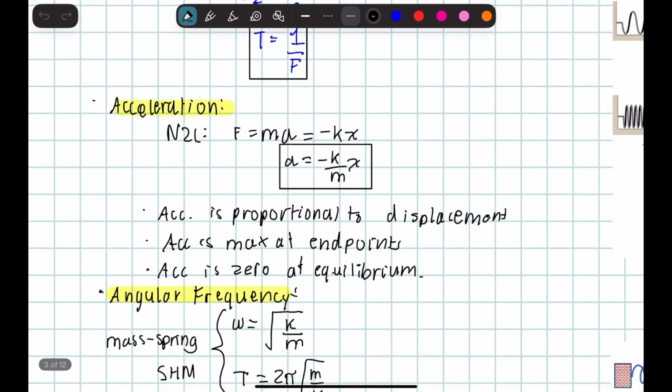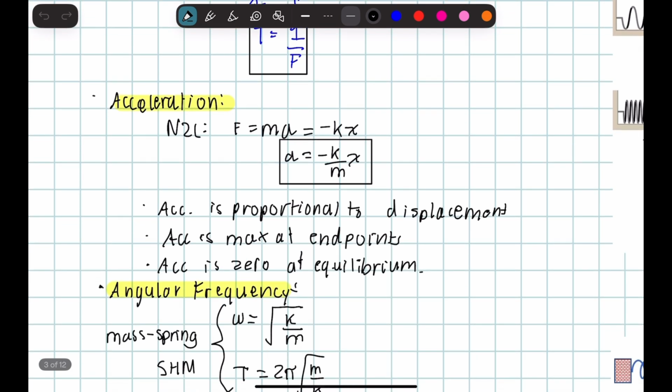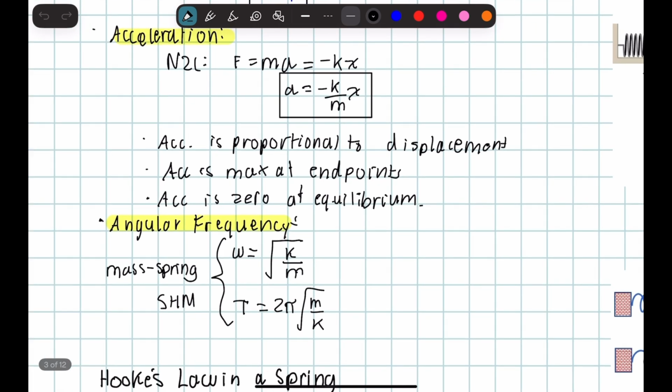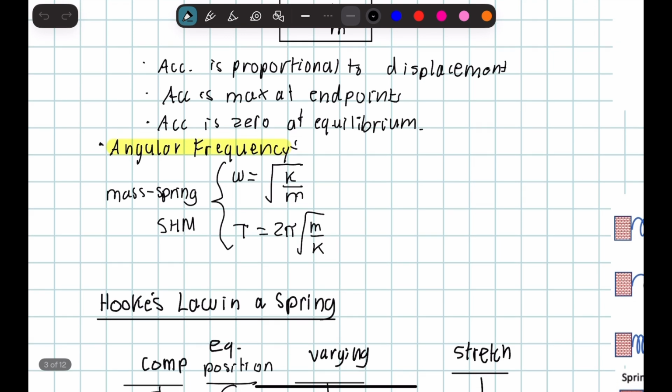So for the acceleration, when you have simple harmonic motion, you also have to use Newton's second law, but you will just apply it to Hooke's law. So F is equal to ma, and then that will be negative k times x. Solving for a, you divide both sides by m. You have a is equal to negative k divided by m times x. So here we can see that the acceleration is proportional to the displacement. The acceleration is max at endpoints, and the acceleration is also 0 at equilibrium.